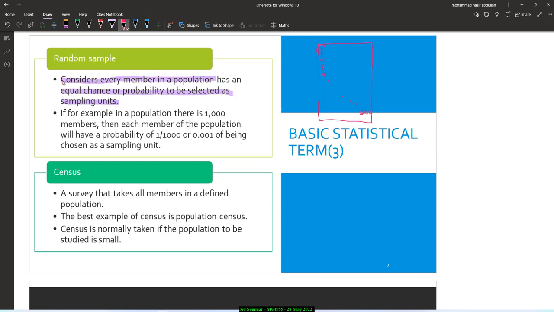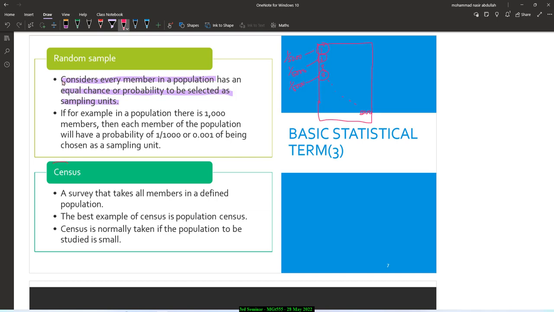So each member has an equal chance of being selected, 1 over 5,000. Number 2 also has a probability of 1 over 5,000. Number 4 also has equal probability, 1 over 5,000. So all of these have an equal chance of being selected if you are using a random sample.